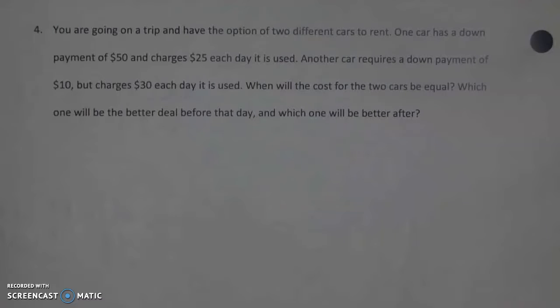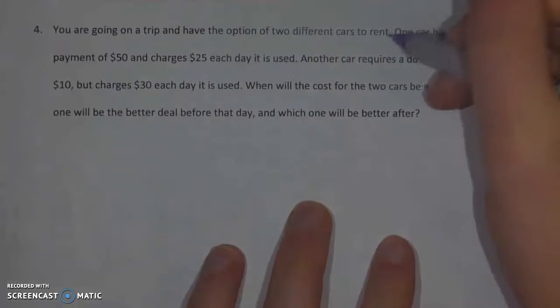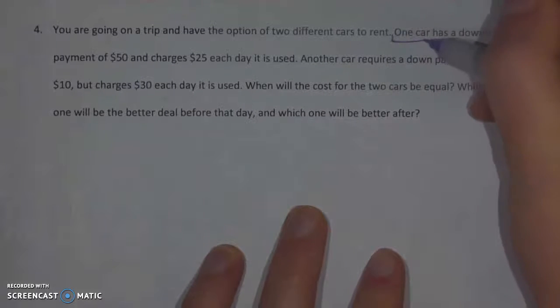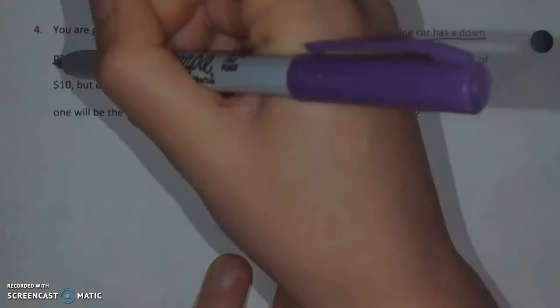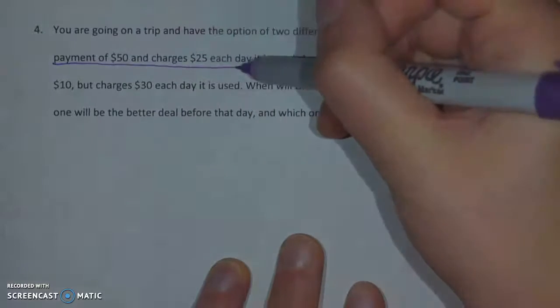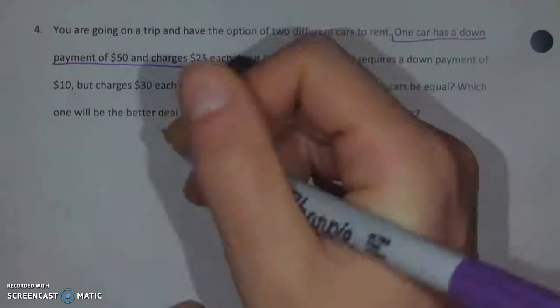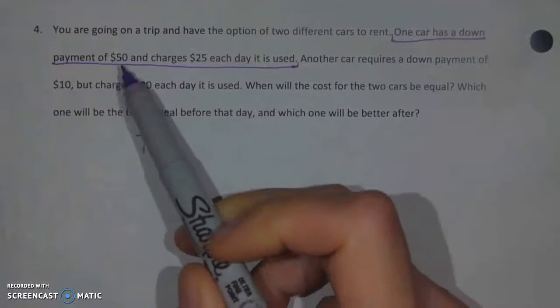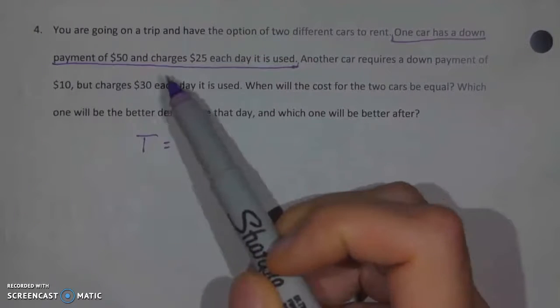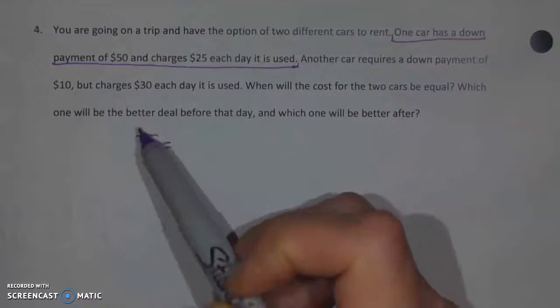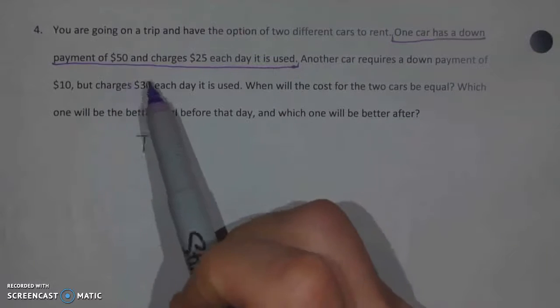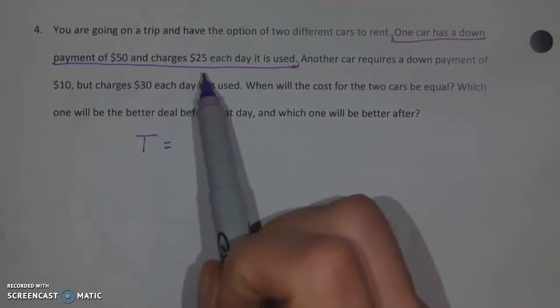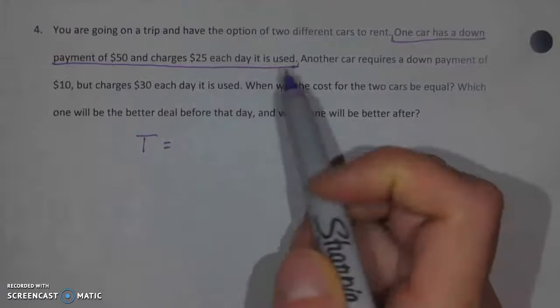Remember that when you're trying to set up an equation, you're going to kind of look at the 2 different totals that you have. Here, were I to choose this option, the total cost I do not know, because I don't know how many days I'm gone. But I could tell you that that unknown total would be equal to something to do with these numbers. So if I wanted to find how much I'd spend here, I'd say, well, okay, I have a down payment of $50 and a $25 charge each day.